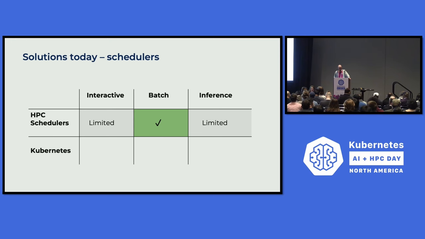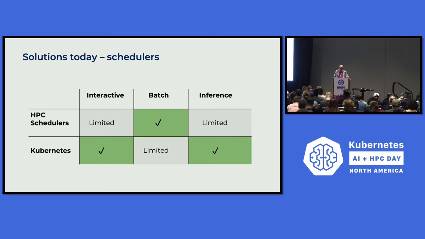But AI also requires interactive sessions for users to use their Jupyter notebooks or any other IDE tool. And there is also a need to deploy models as services, as applications. HPC schedulers were not built for that. So when it comes to interactive and inference, they provide a somewhat limited solution. HPC schedulers are great for solving part of the problem, as we see it.